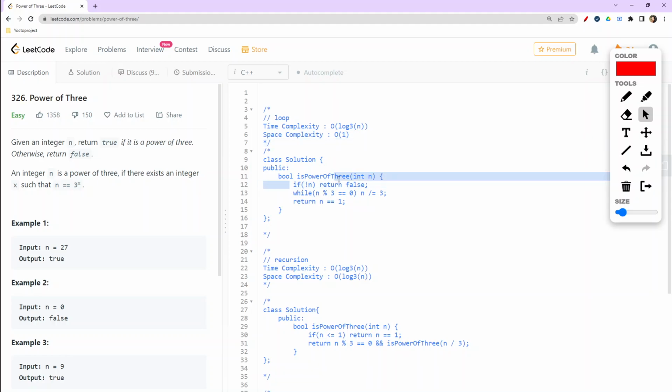So if n doesn't exist, that is n equal to 0, then we would directly return false. Else, while n percent 3 equals 0, we would be dividing n by 3. Or the other way around also we can do. Both of these conditions would exist the way I was explaining, and then at the end we would be returning n equals to 1.